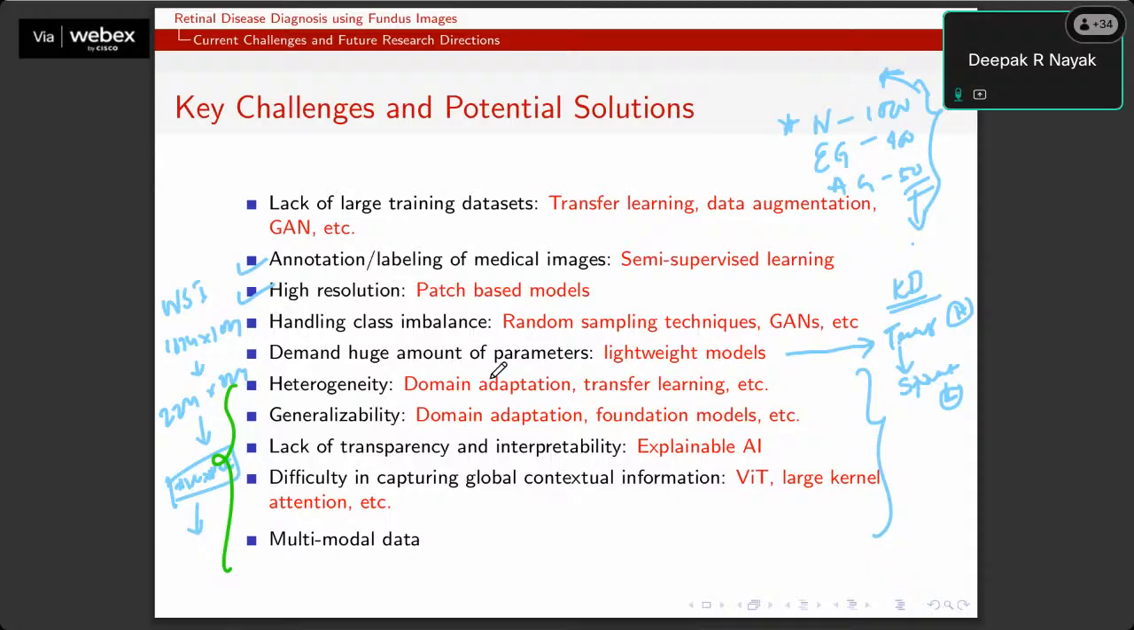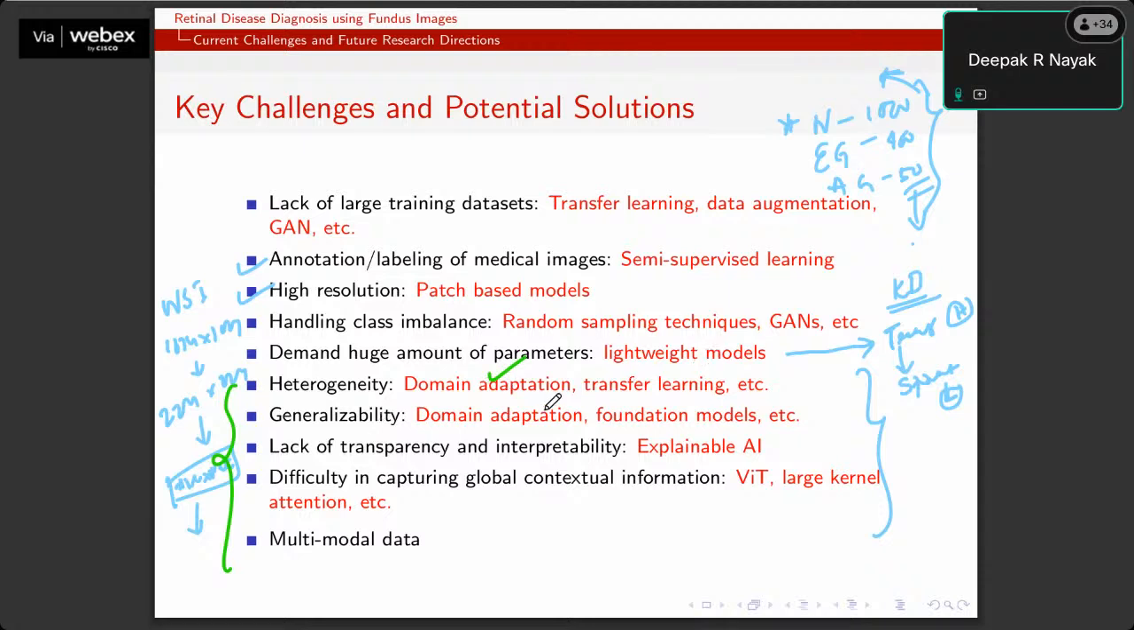You can also explore some of the domain adaptation techniques. Transfer learning could help you to some extent, right? Because transfer learning means the model is already trained on a large dataset, so you are just transferring the knowledge of that particular architecture to solve the task at hand.